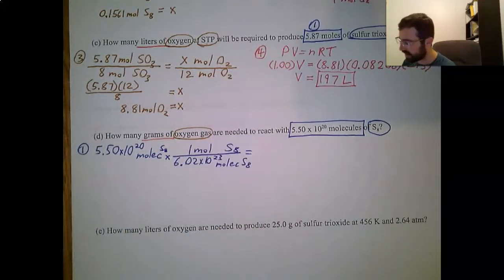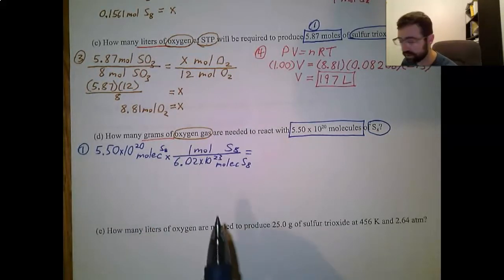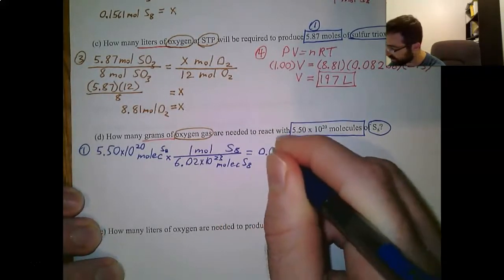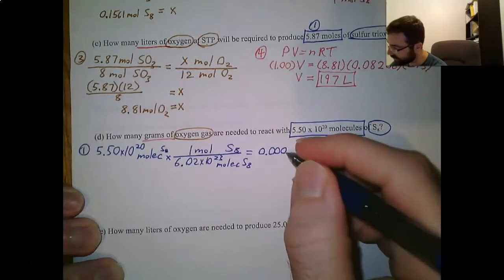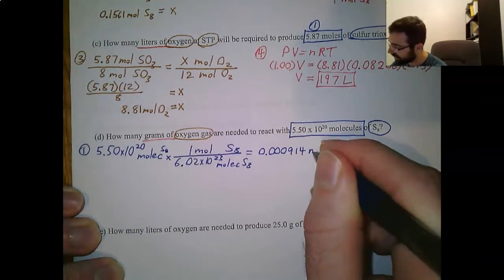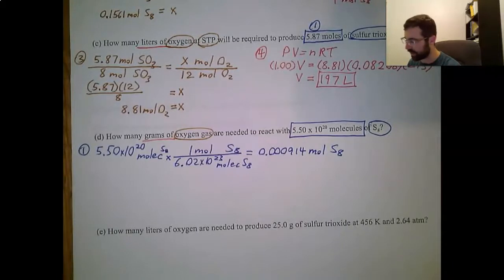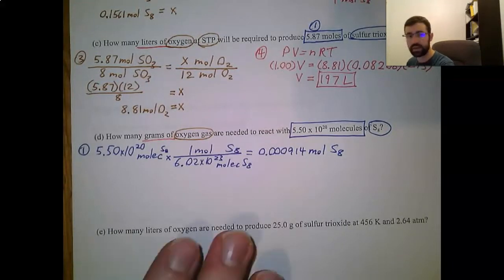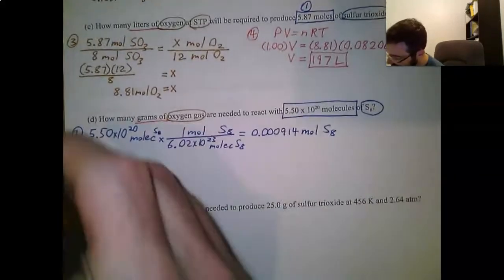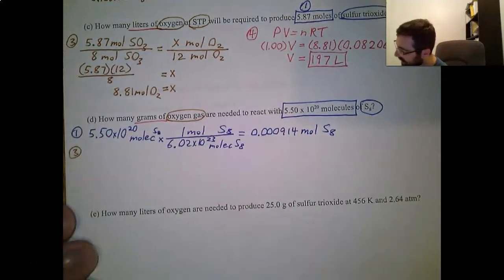Crunch those numbers in a calculator. This times 1 over 6.02 times 10 to the 23rd. Make sure you're using the E button, and you should get 0.000914 moles of S8. Then we have a balanced equation up here. Step 3, we're going to set up a proportion with our given.